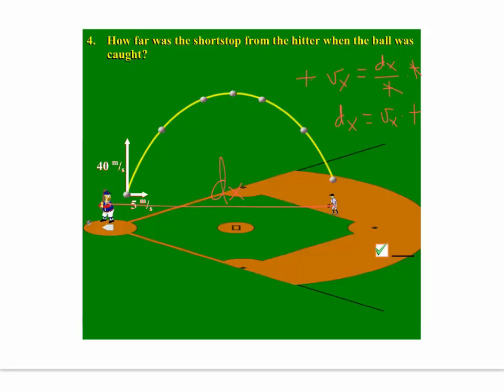Now substitute in what you know, and from the previous problem we know Vx is 5 meters per second, because that's the horizontal component of the velocity that was originally hit with, and that stays constant. And then we also know that this is the total time in the air because it's going to eventually hit the shortstop after 8 seconds, so we have to make sure that's the time we plug in. Once you do that, you figure out that the distance away the shortstop was 40 meters, and the ball was caught out.